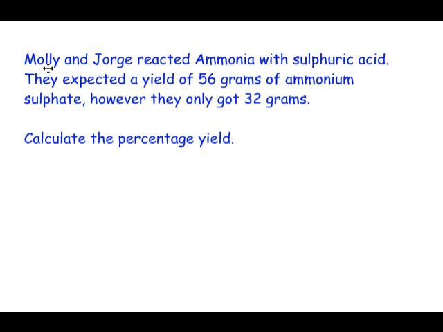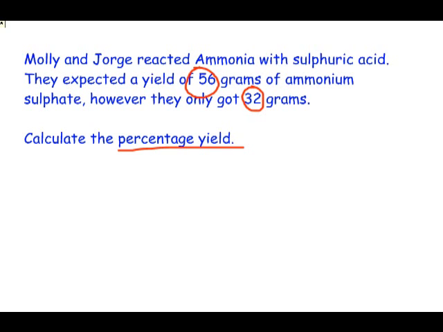So, question. Molly and George reacted ammonia with sulfuric acid. They expected a yield of 56 grams of ammonium sulfate. However, they only got 32 grams. Calculate the percentage yield.